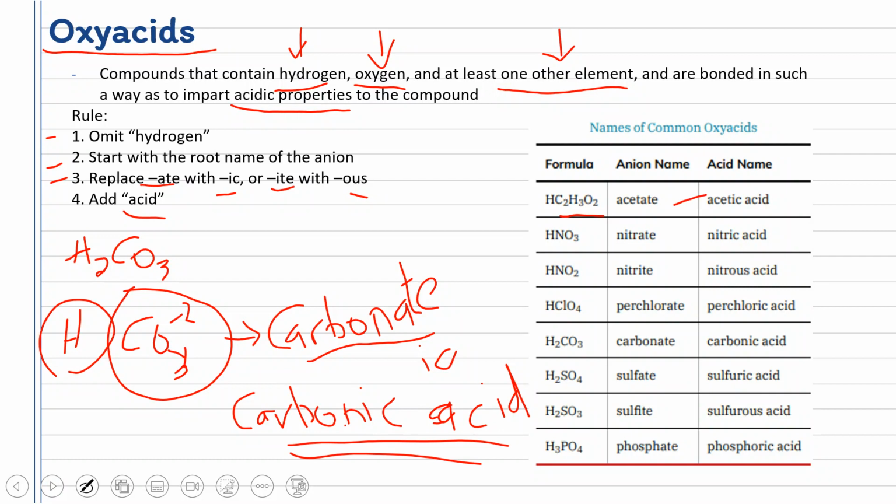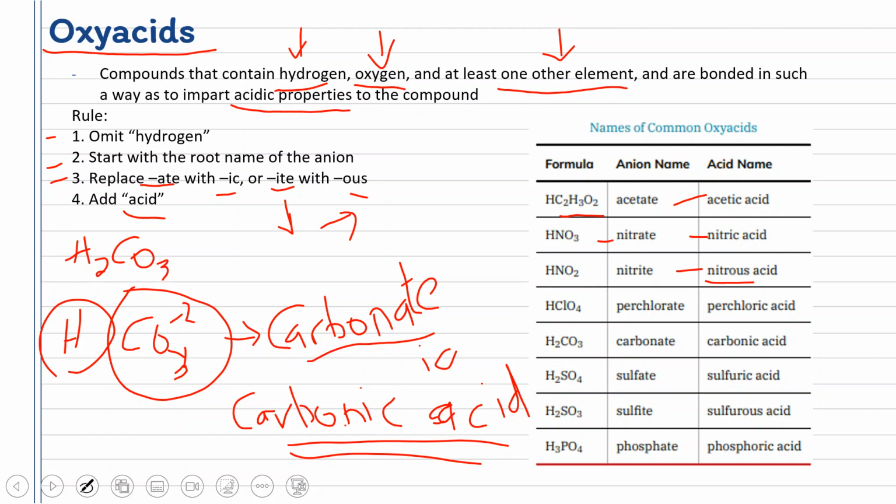HNO3 has the anion called nitrate. If you omit the hydrogen, you are left with the anion. The anion is called nitrate. So the acid becomes nitric acid. NO2 is nitrite. We said that anytime you have an ITE, it changes and becomes what? OUS. So we're going to have nitrous acid. And it goes on and on and on. This is the rule for oxy acids.